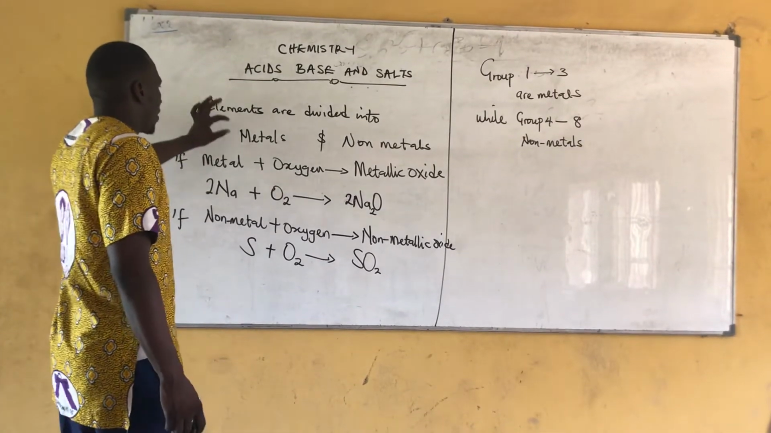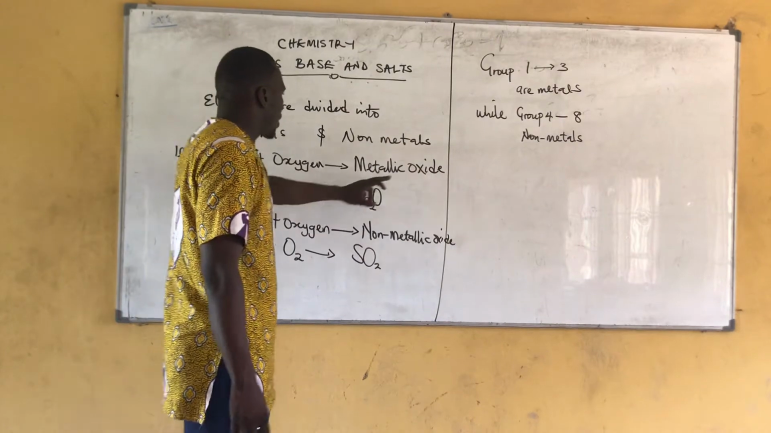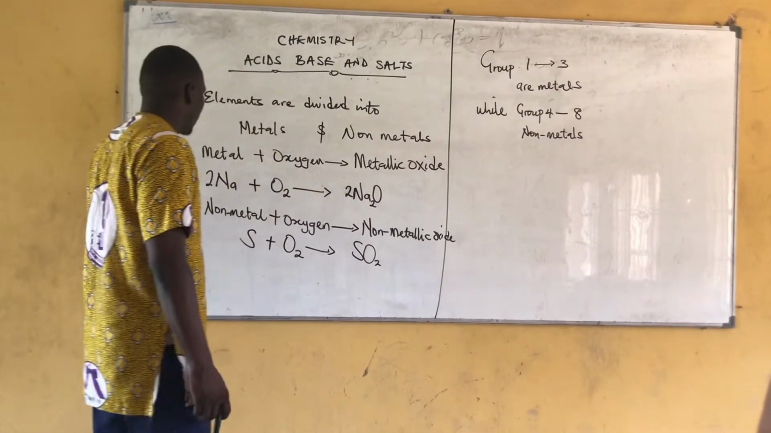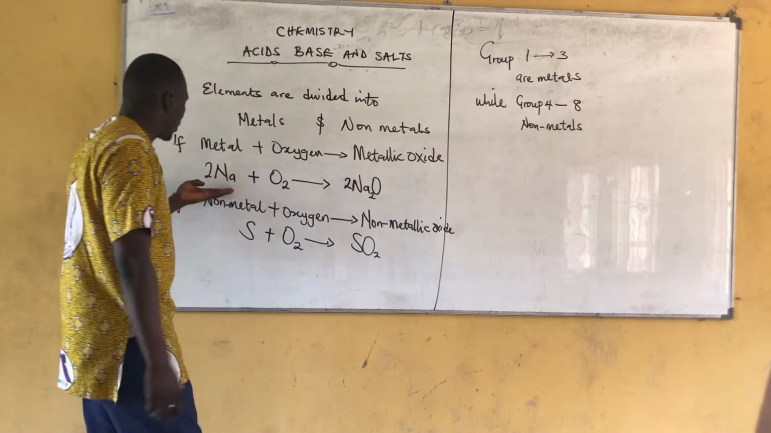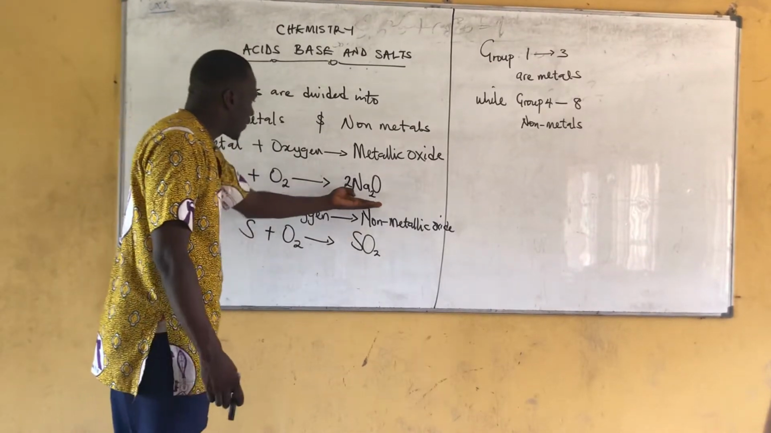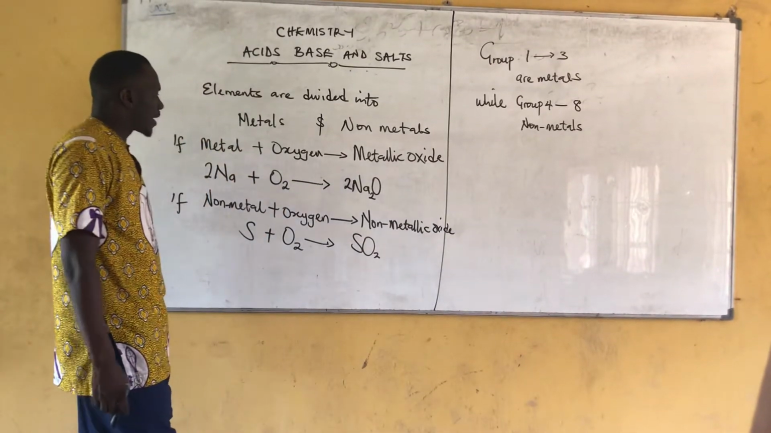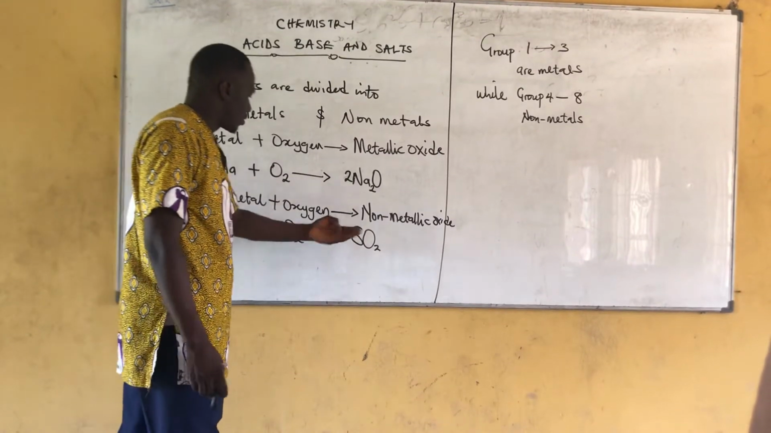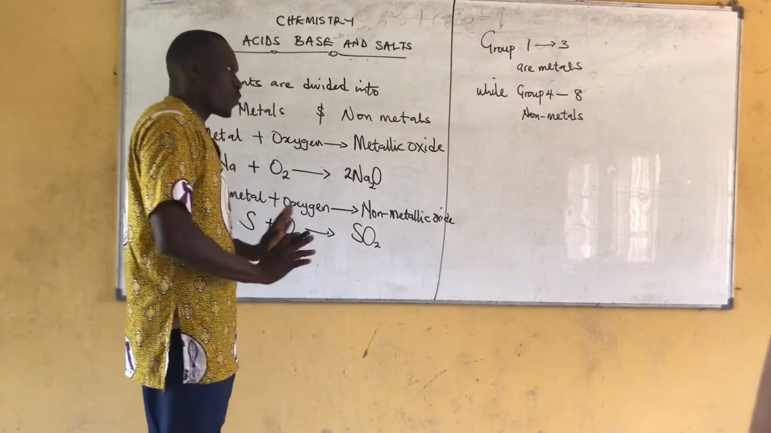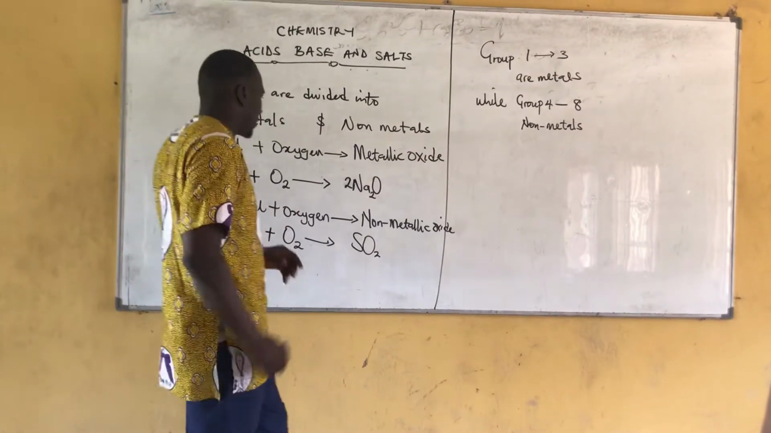Now, a metal plus oxygen give us metallic oxide. Example, a sodium atom plus oxygen to give us a sodium oxide. Then non-metal plus oxygen to give us sulfur 4 oxide. We are going somewhere. Now, let's see.